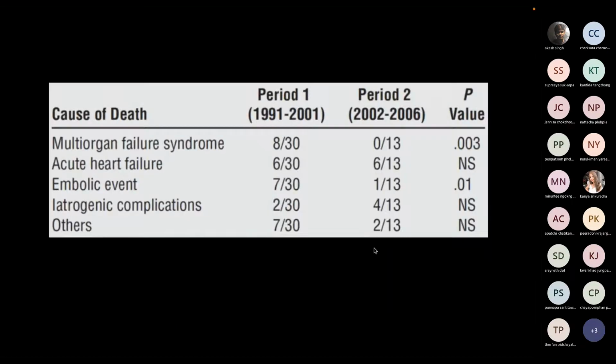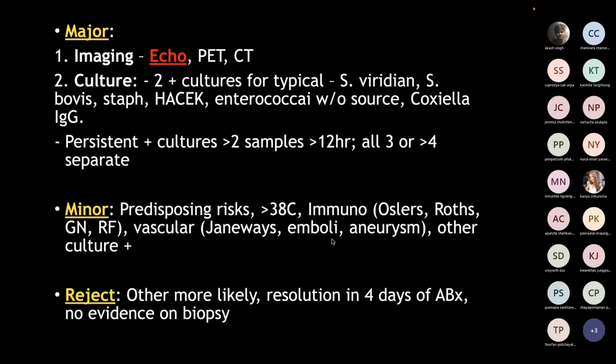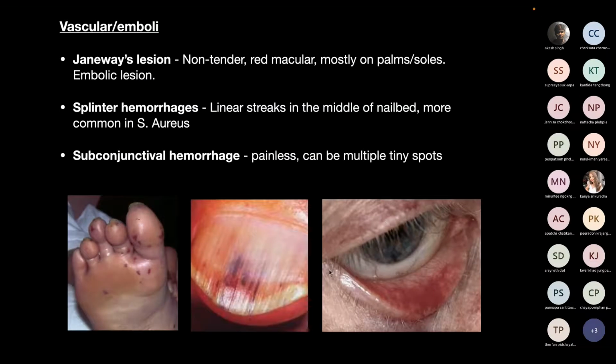Once it has disseminated, it can cause other signs like Janeway lesions and Osler nodes. And these are what it looks like on the patient. So Janeway lesion is the non-tender red macular area on the palm and the sole. So that's what Janeway looks like. And then splinter hemorrhages are the linear streaks in the nail beds. Looks like that. And if it goes to the eye, it can cause subconjunctival hemorrhage as well, which is the red spot in the area here.